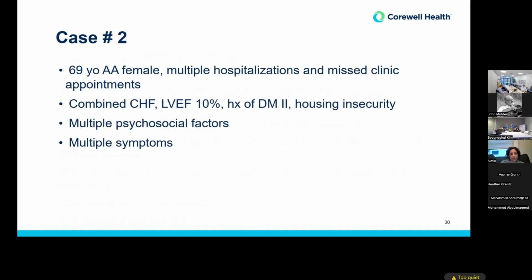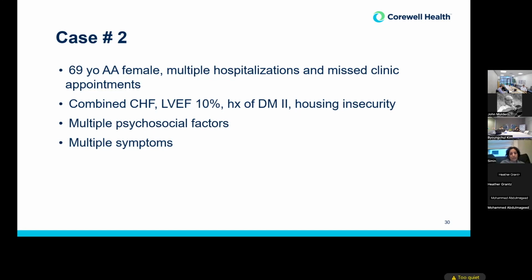Another case I want to share with you. This case is from a couple years ago. It's been a bit, but I probably will always share this case, because this really highlights what it means to care for a patient with heart failure.